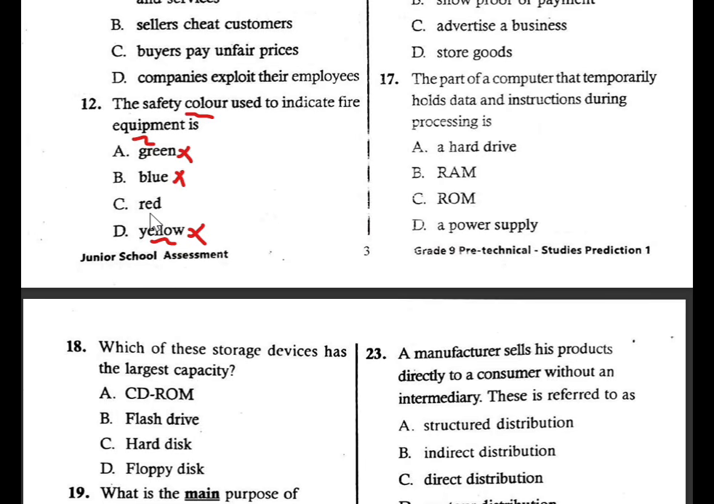For example, ukiangalia extinguisher in color red. Ukiangalia emergency stop button in color red. Pia fire alarms in color red. And therefore, red is used to indicate fire equipment. Number 12, the answer is C.